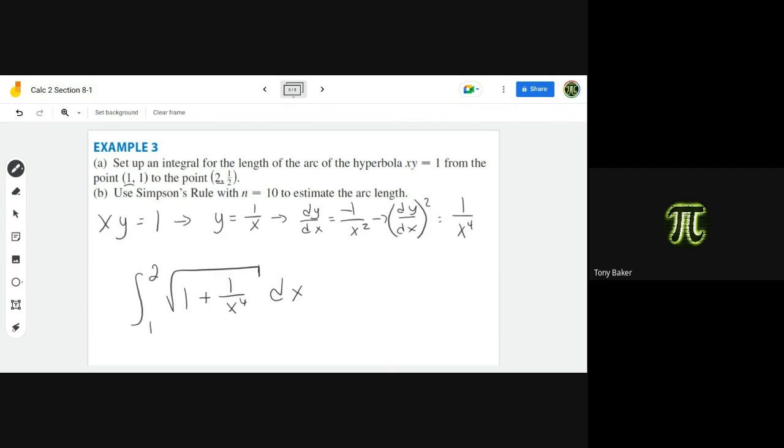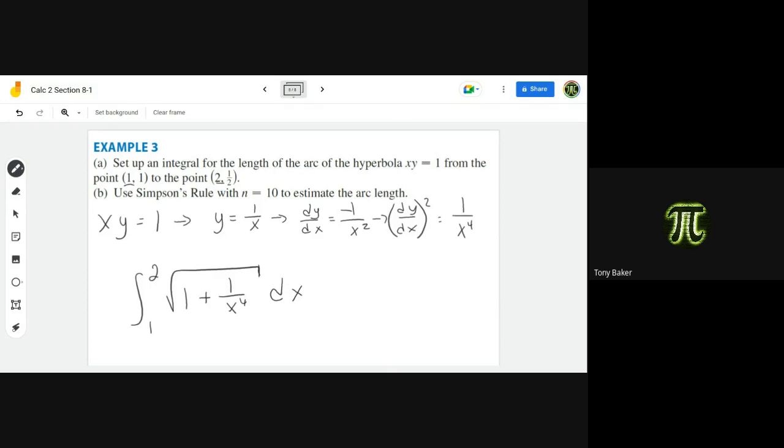So this is where sometimes you get problems you cannot do. There's no way for us to integrate that. Well, there's no easy way to integrate. There's always ways to actually do the integration with a lot more math. However, we're looking for an exact value of this length.